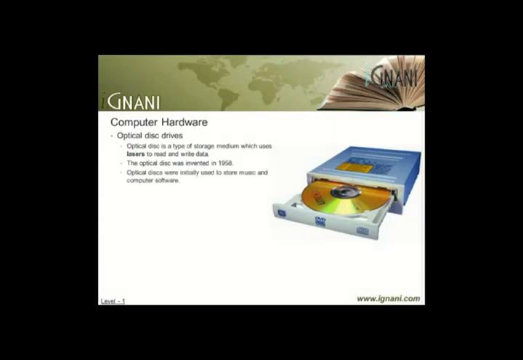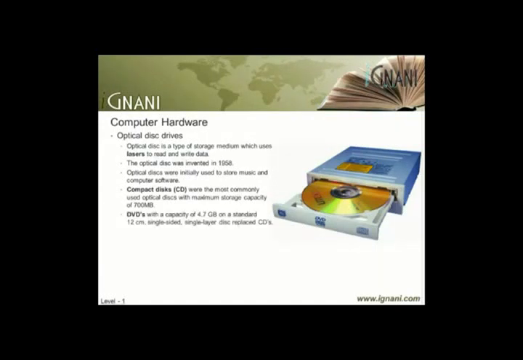Initially, optical discs were used to store music and computer software. Compact discs, also known as CDs, were the most commonly used optical discs. It could store up to a maximum of 700 megabytes of data. CDs were replaced by DVDs, which could store much more than the CDs. A common type of DVD can store up to 4.7 gigabytes of data, on a standard 12 cm, single-sided, single-layer disc.